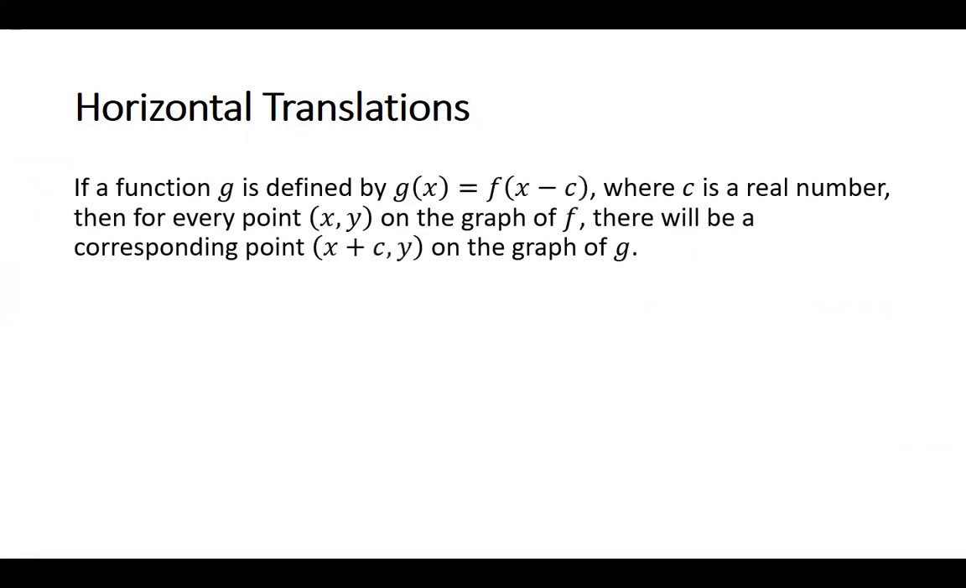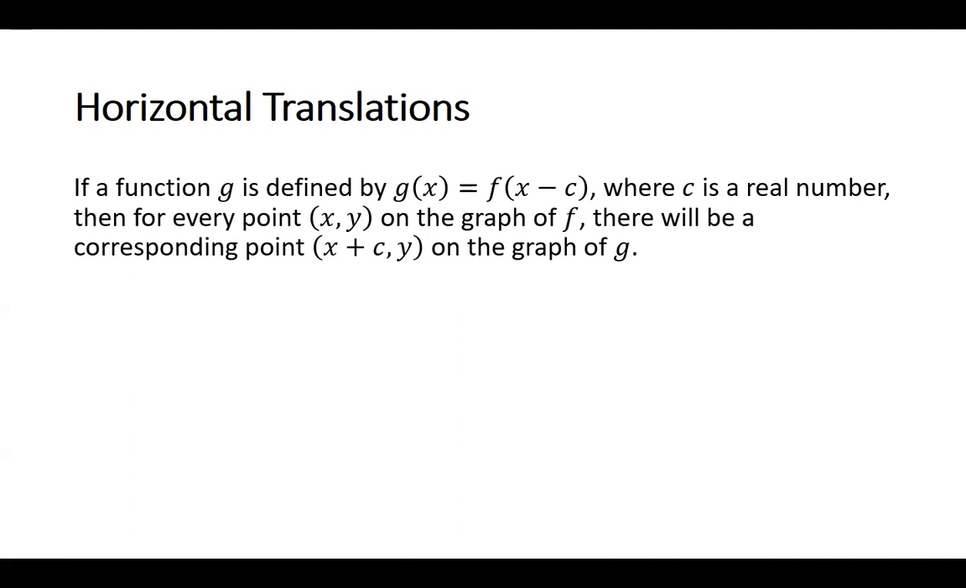Horizontal translations, similar idea. If a function g is defined by g of x is equal to f of x minus c, where c is a real number, then for every point x, y on the graph of f, there will be a corresponding point x plus c, y on the graph of g. Now notice two things with this. One, they have you subtracting c from x. So we're affecting the input, right? We're taking the input x and we're subtracting some value from it.